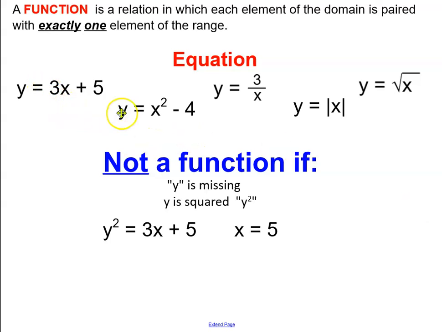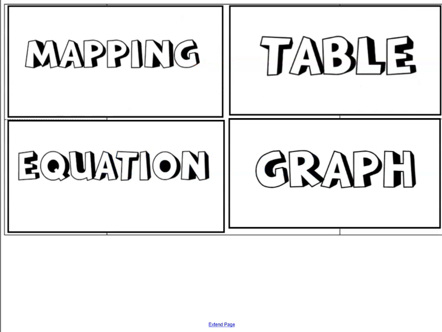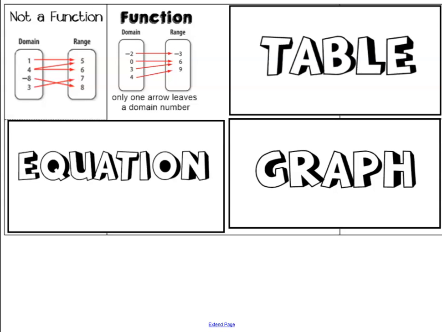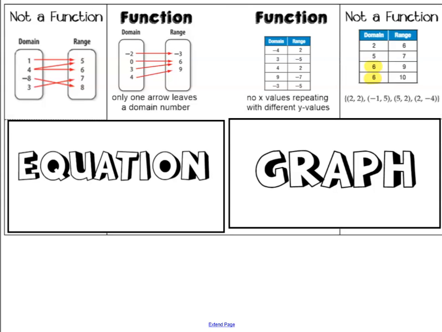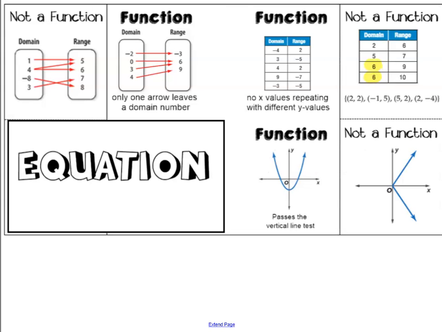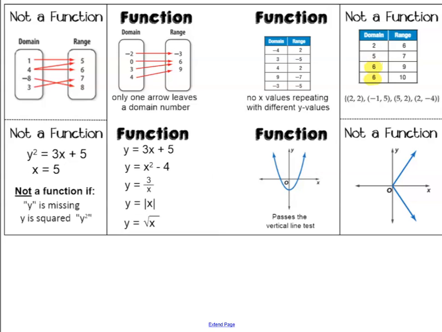Again, pretty much every equation is a function, right? Variables in the denominator are okay, absolute values are okay, square root signs are okay, powers of 2 are okay. The only thing that's not okay is if the y letter is missing, or if the y has a power of 2. Just to recap, we've covered mappings, we've covered tables, we've covered graphs, and we've covered equations.